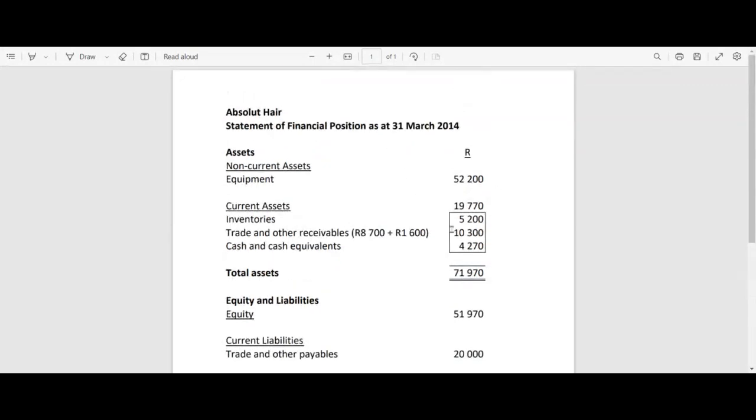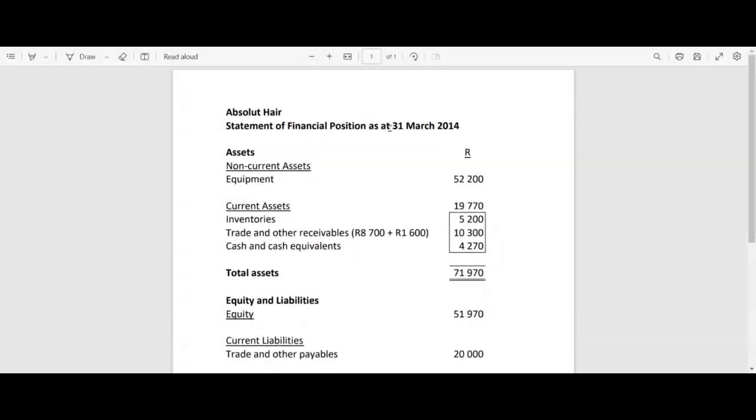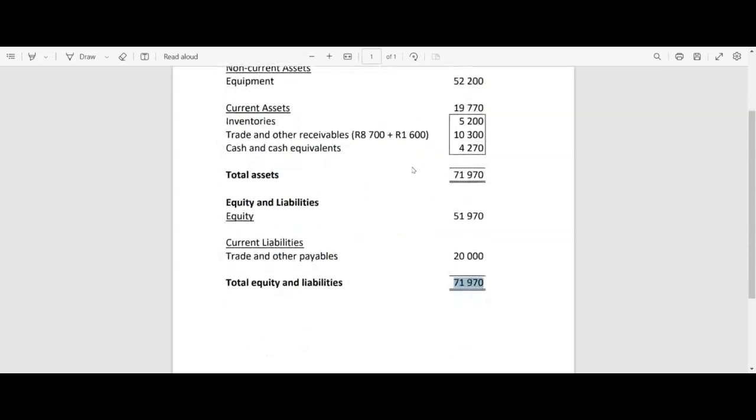In the old days, they used to call this a balance sheet. Statement of financial position means that it is a snapshot of its assets and liabilities and equity at a specific date. That is why it's called at the 31st of March, not for the month like the other two statements. The other two statements said for the month ended 31st of March, but this is now a snapshot on that date, the last day of the month. So it's as at the 31st of March 2014. And like I say, those two figures have to be equal so that this statement actually balances.